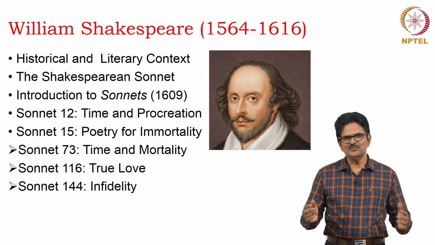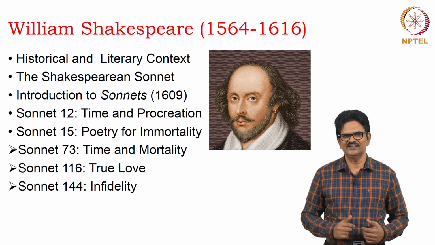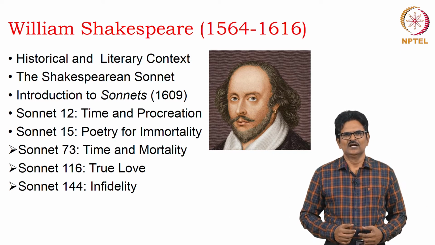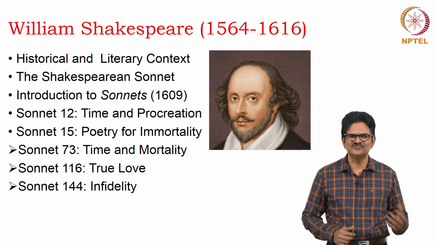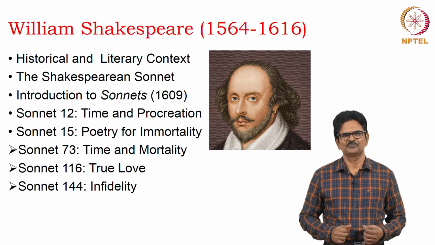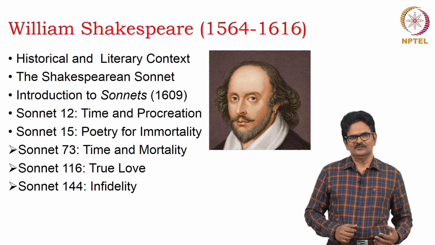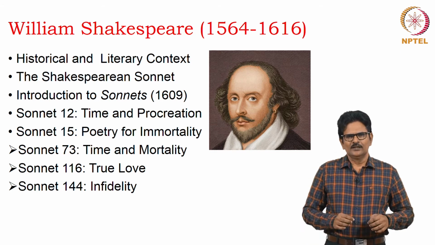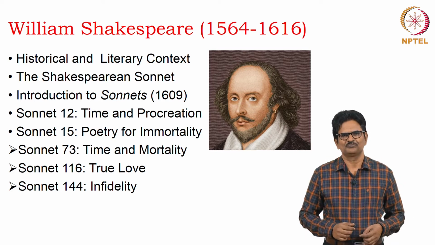We have 5 poems for you. The first 2 we will just read for the sake of joy. Sonnet 12 deals with time and procreation. Sonnet 15 is concerned with poetry for immortality. Sonnet 73 discusses time and mortality. It deals with the theme of death profoundly.